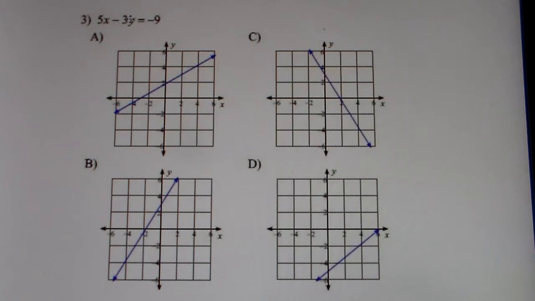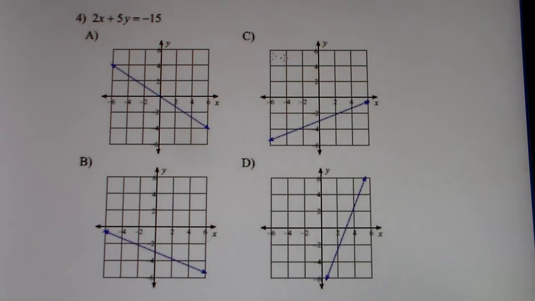So let's solve for x. We cover up, put a 0 in for y. So we have 5x equals negative 9. Negative 9 divided by 5 gets you negative 1.8. So our x value is negative 1.8. So does x cross at negative 1.8 here? No. Does it cross over here at negative 1.8? No. Does it cross here at negative 1.8 at B? Yes, it does. So answer number 3 is B.